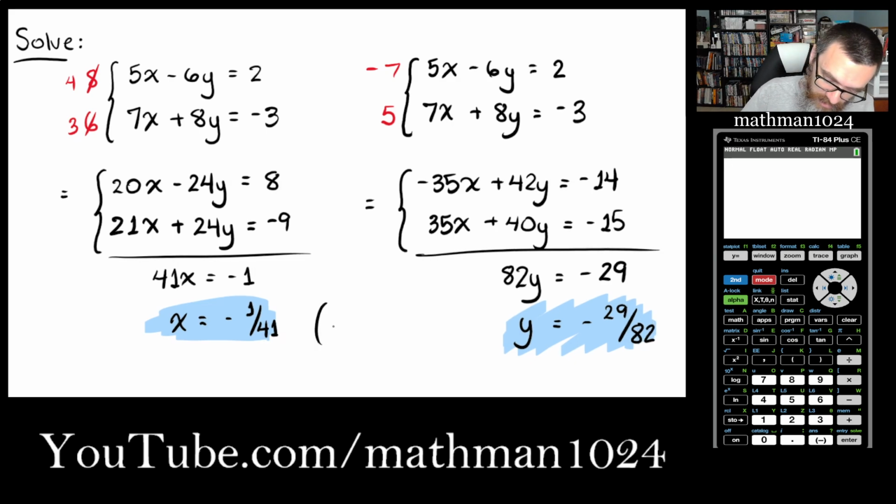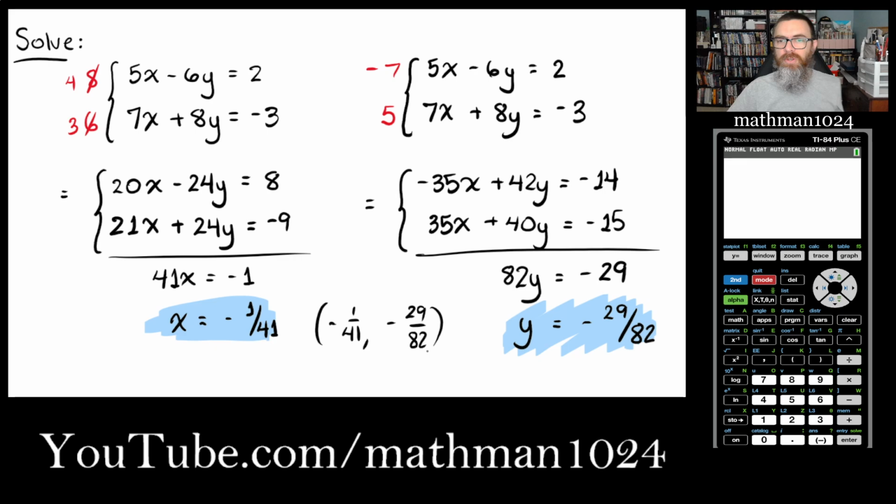When we put these together, the solution is negative 1 over 41 and negative 29 over 82. Now, it may be hard to see that that's the solution, so let's check with the graphing calculator. Let's type in each of these equations. Start with parentheses and then the constant, which is 2. Subtract 5x and then divide all that by negative 6. That's from the first equation. For the second equation, you start with negative 3, subtract 7x, and then divide all that by 8.